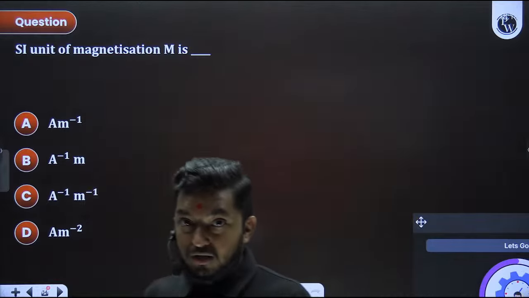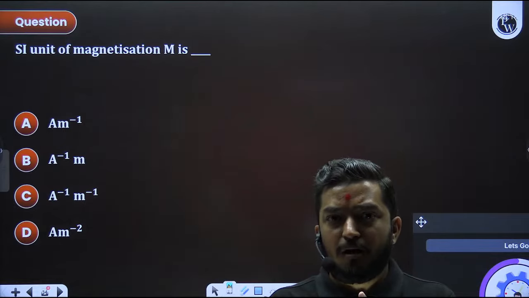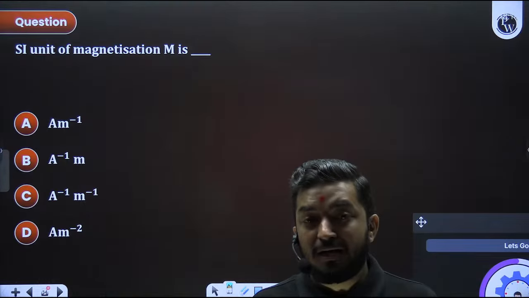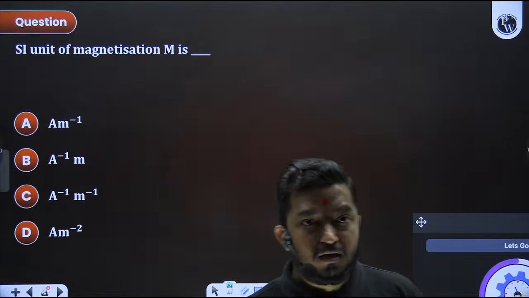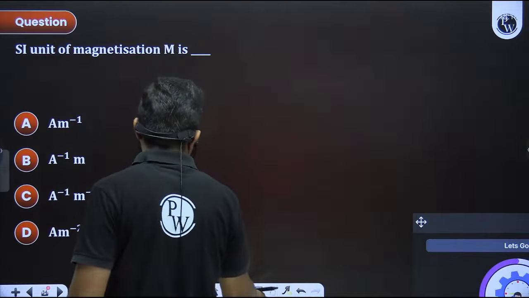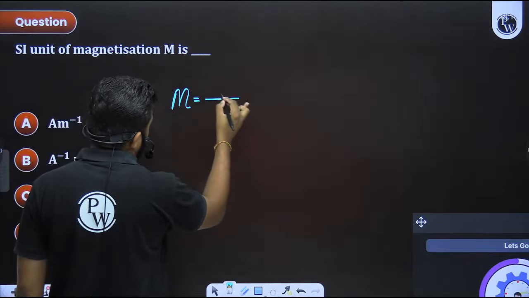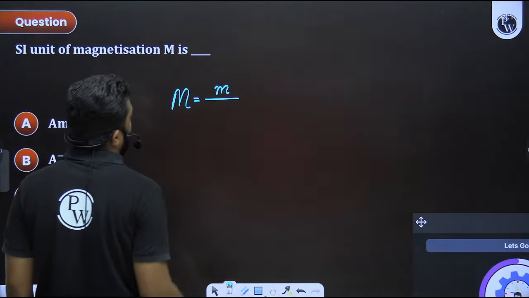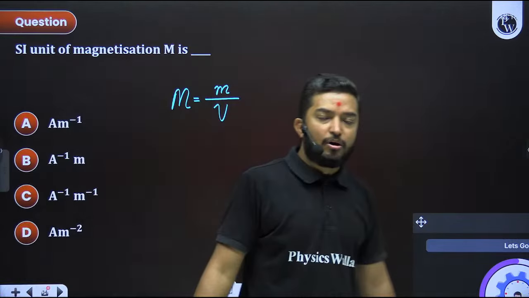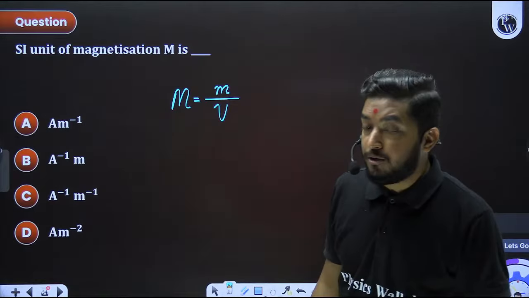Another is the value of magnetic charge, the magnetic pole. And the third is the magnetization. Let's start here. The SI unit of the magnetization. Actually magnetization M is equal to the available magnetic moment per unit volume. Yes sir, the available magnetic moment per unit volume is called the magnetization.